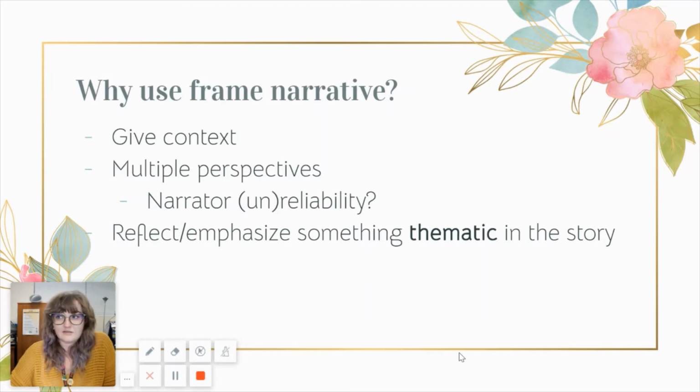Another thing to keep in mind is narrator unreliability when we have multiple perspectives. These narrators are not just narrators, but they're also characters within the story. So these characters have their own motivations, they have their own agendas, and they are biased. They're not necessarily telling us something objective. They are telling us a story that they want us to hear.